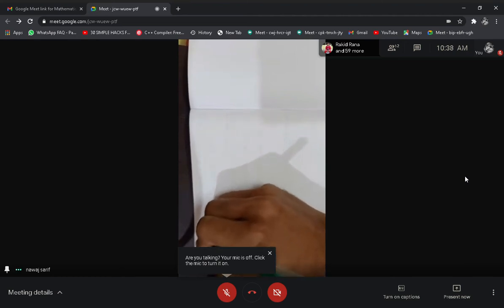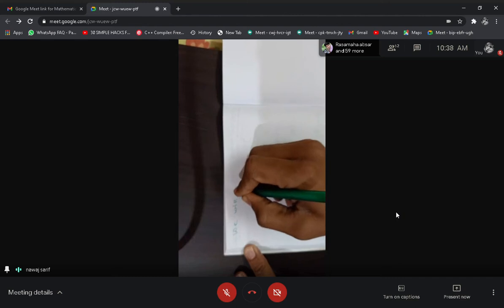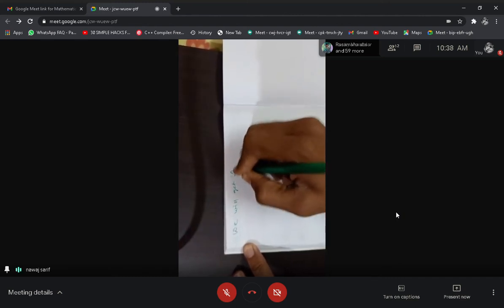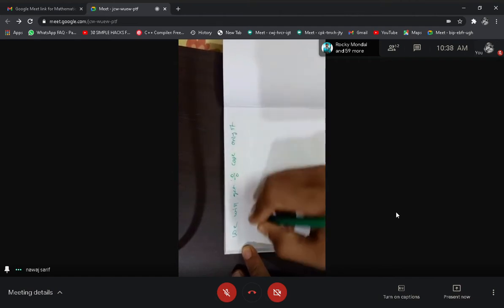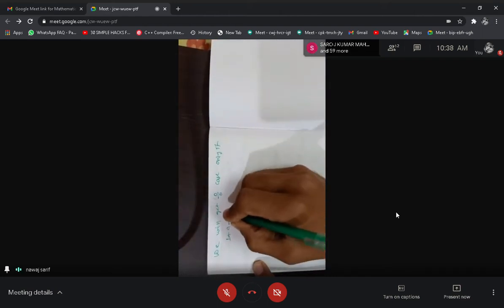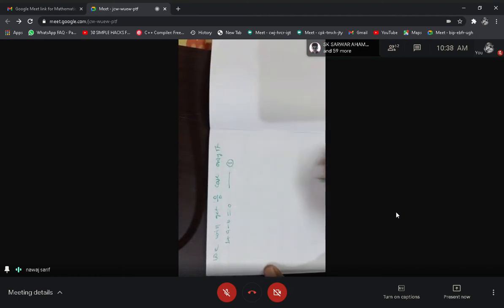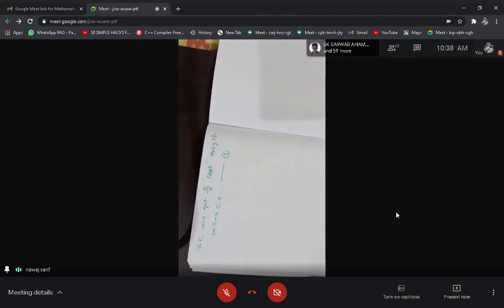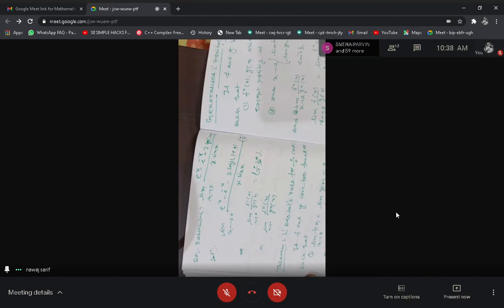we'll get 0 by 0 case only if 1 plus a minus b equals to 0. So write down this one as equation number 1. Now apply L'Hospital rule once again in this case.